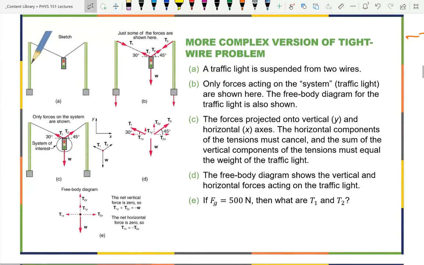A more complex version. You have a traffic light with a weight of 500 newtons. The angles are 30 degrees on one side and 45 degrees on the other, and you are asked to find what tension 1 and tension 2 are. So work with the people at your table, and don't ignore them and do your solution separately after the top.